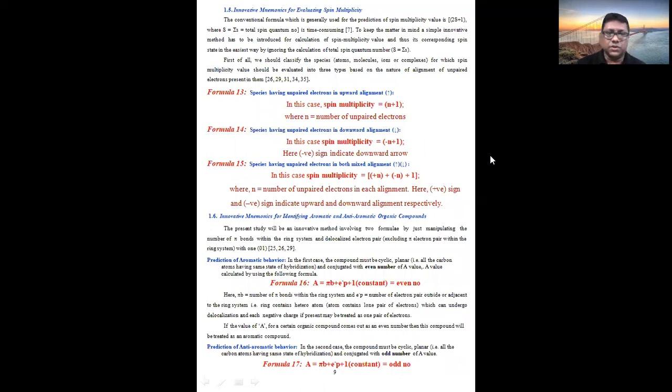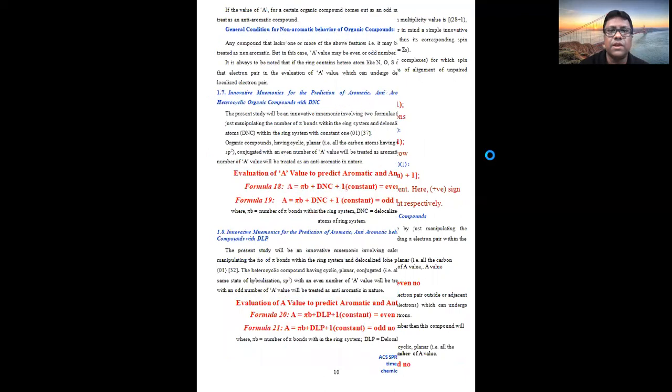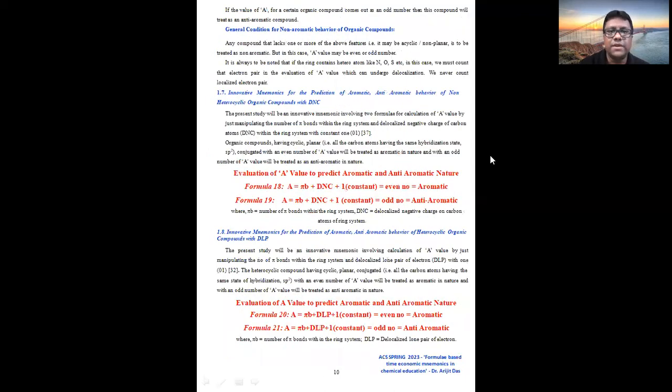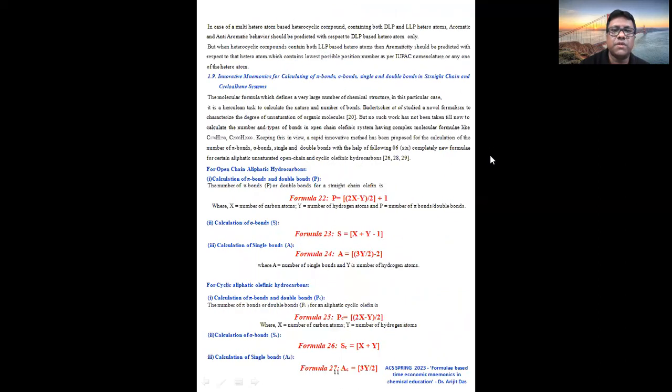Next, the aromatic and anti-aromatic behavior can also be predicted using these formulas. Here you see formula 16 and formula 17. Formulas 18 and 19 can also be used for the prediction of aromatic and anti-aromatic behavior of organic compounds bearing negative charge. And formulas 20 and 21 can be used for the prediction of aromatic behavior of heterocyclic compounds.